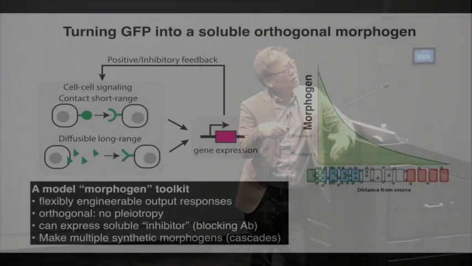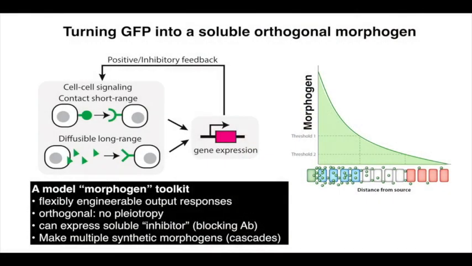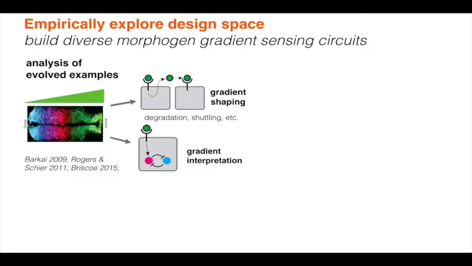And then we can also easily express soluble inhibitors. We have a blocking antibody that can be soluble or tethered that can prevent the signaling. And as I said, we now have multiple flavors of these. We haven't done this yet, but we think we can make cascades where you can have transforms of multiple morphogens.